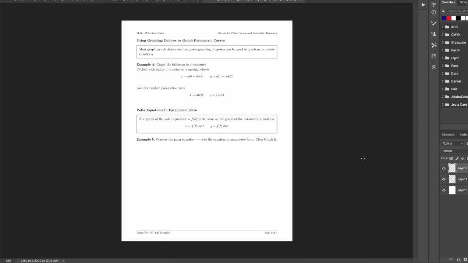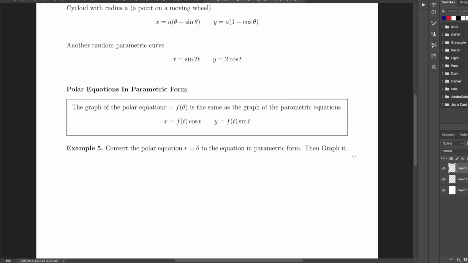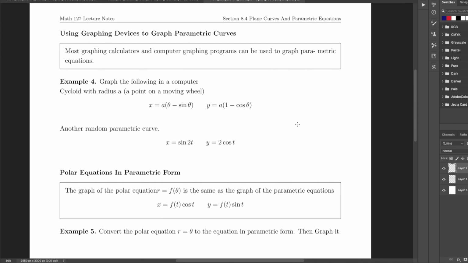Alright, so let's look at the very last thing. So we can use graphing calculators to graph a whole bunch of things. So let me show you how to do a couple of them.